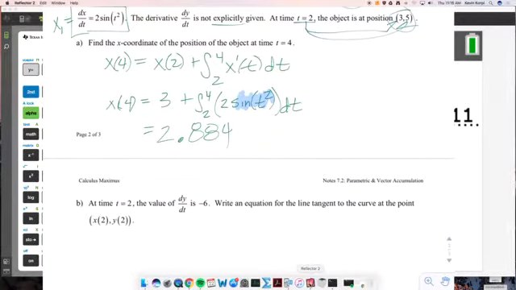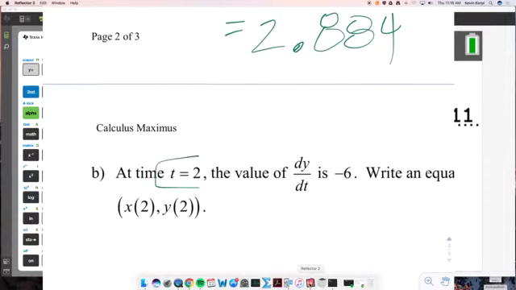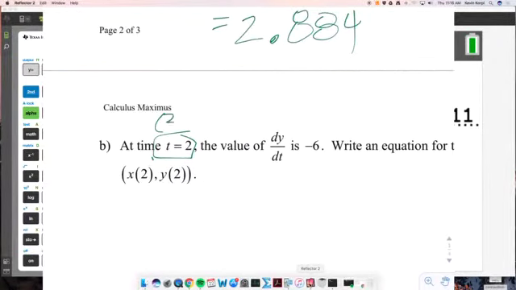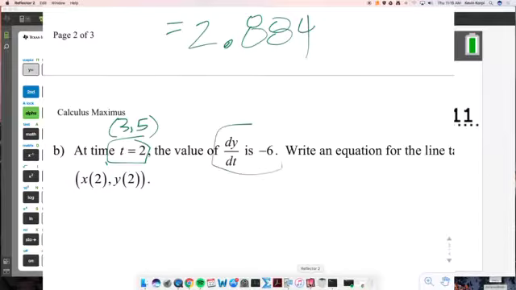All right, letter B. At t equals 2. Hey, what else do we know about t equals 2? We know it's at the point 3, 5. Sweet. I'll just write that there to try to avoid tunnel vision. The value of dy dt is -6. All right. They didn't give us the explicit equation for dy dt, but we do have a breadcrumb, right? We have a little piece of information. At 2, it's -6. Neat.